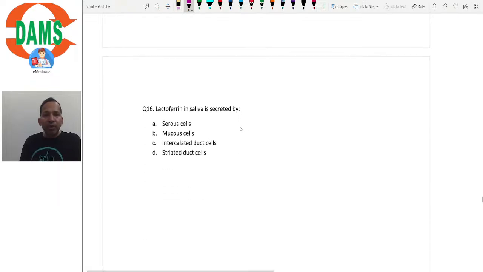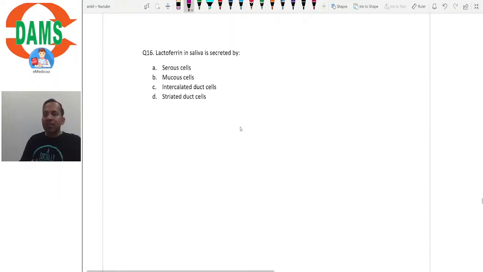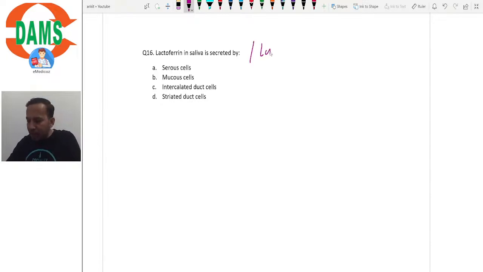So let's go to the next question. Lactoferrin in saliva is secreted by. So saliva has a lot of components, various organic and inorganic, isn't it? Talking about inorganic, the major ions are sodium, chloride, calcium, bicarbonate. Then when we go to organic, there are enzymes, growth factors, immunoglobulin, isn't it? So lactoferrin is one such antibacterial enzyme apart from lysozyme. So lysozyme and lactoferrin are the two antibacterial enzymes.